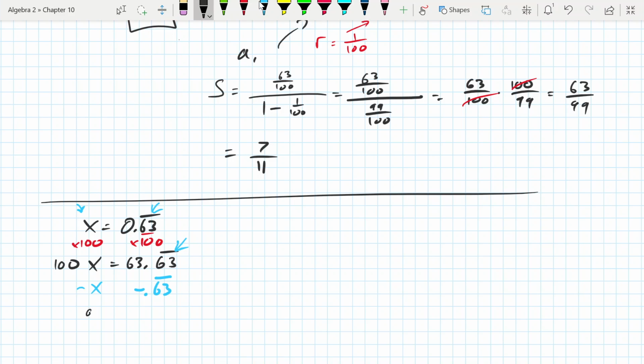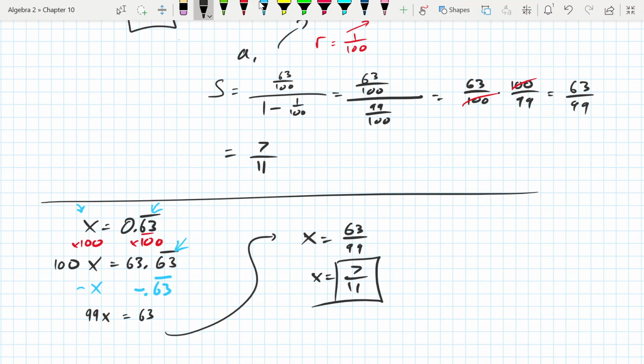So what am I left with? 99x is on the left, 63 on the right. Divide both sides by 99. You get x equals 63 over 99. And guess what? That reduces down to 7/11. So you can do it with an infinite sum, or you can do it with basic algebra. It's just that subtraction step in there that's a really tricky step. So if you didn't understand that one, stick with the infinite sum. But that's how you can convert a repeating decimal into a fraction.